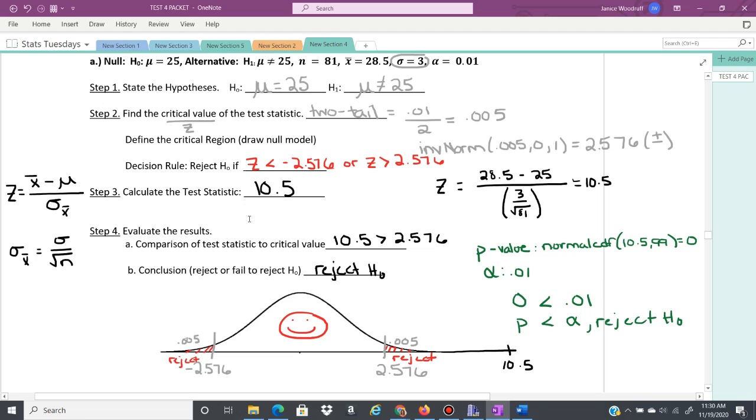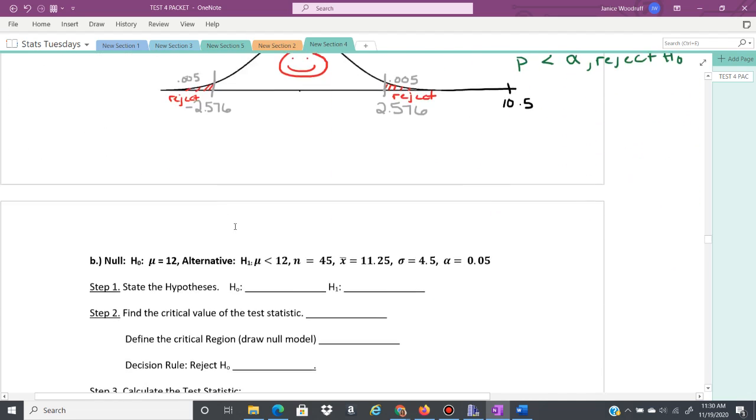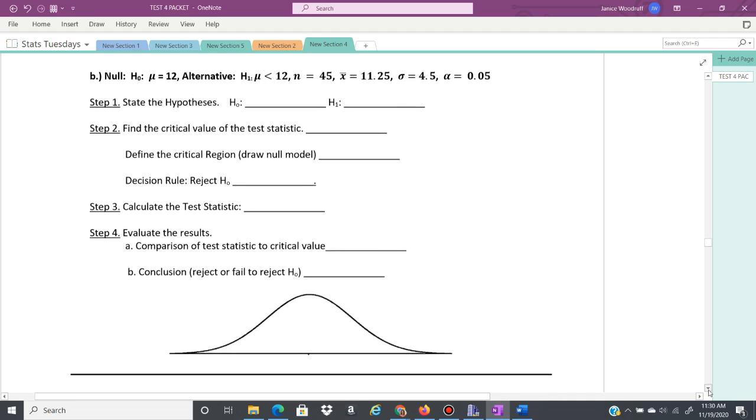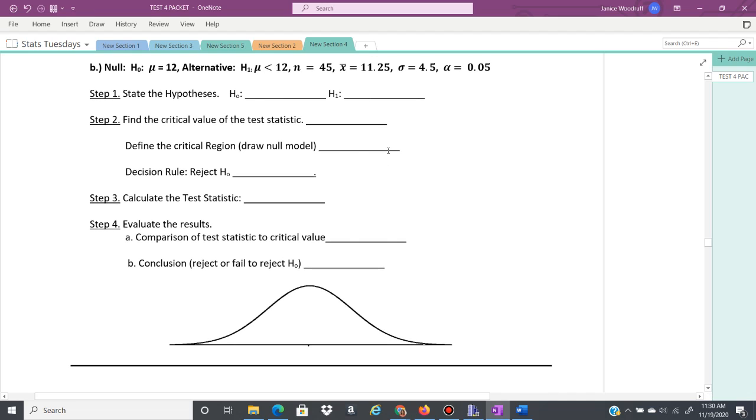All right, let's do another example. Just one more, two more examples. Okay, so here you have a null hypothesis that a mean is equal to 12. We have an alternative hypothesis that the mean is less than 12, which means that I am doing a left-tailed test because my alternative is pointing to the left. So I have a left-tailed test.